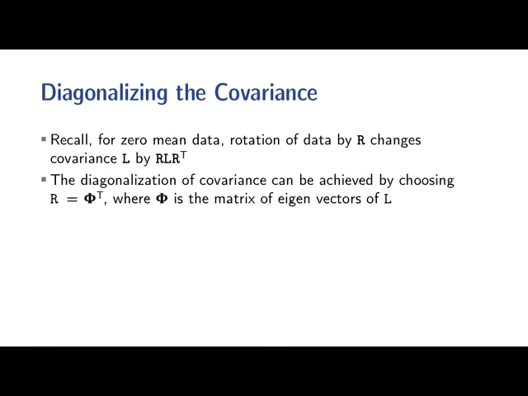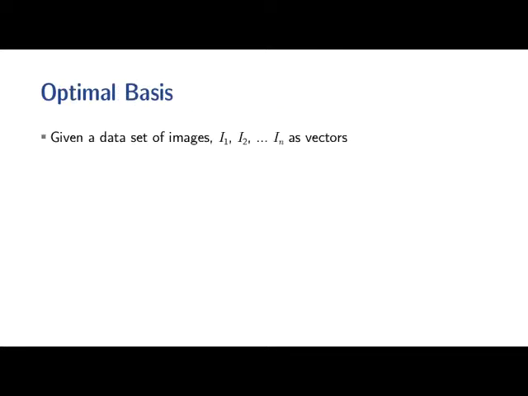Okay? So how do I compute the optimal basis? Well, here's a procedure. You give me a lot of images, I1, I2, up to IN. These are a lot of images. This is my data set. I want to compress all of these images.